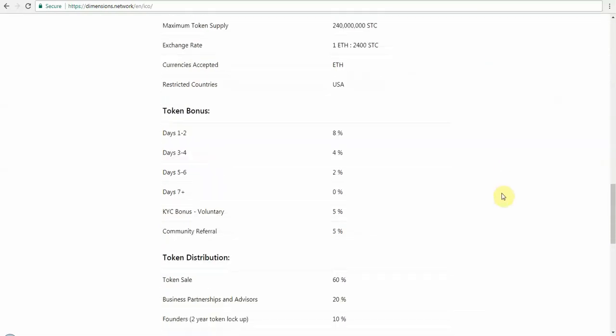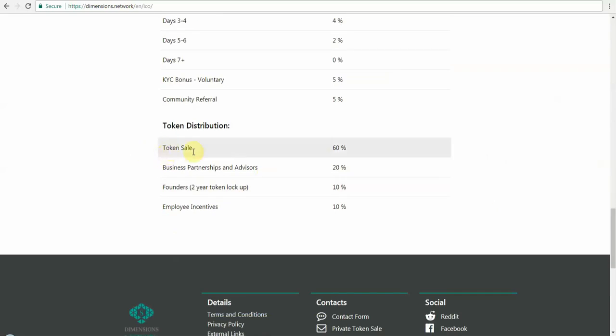Okay, the token distribution here shows that 60% of the tokens will be sold, whereas 20% is booked for business partnership advisors, and the founders will have 10%, but you can see there's a lock for them for 2 years so that they stay dedicated to the project.